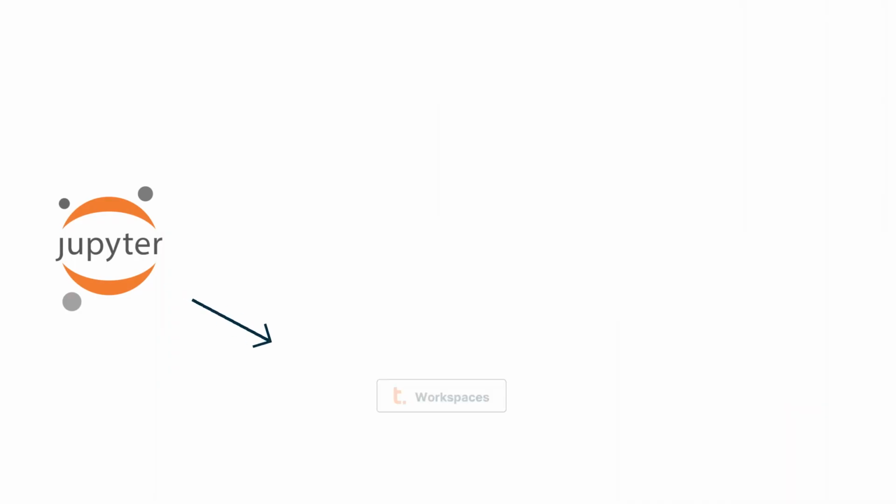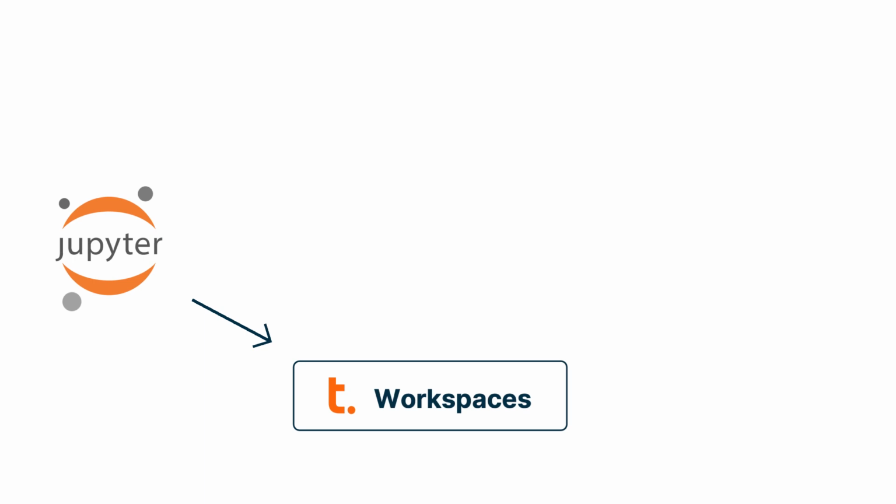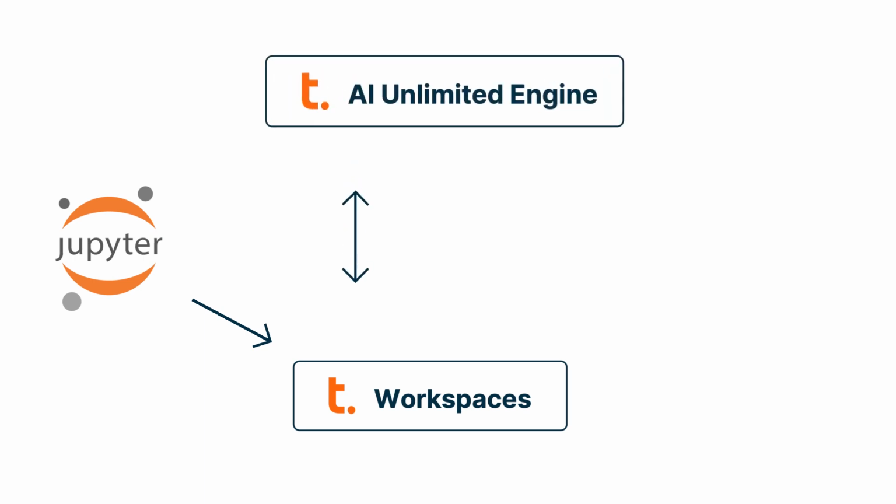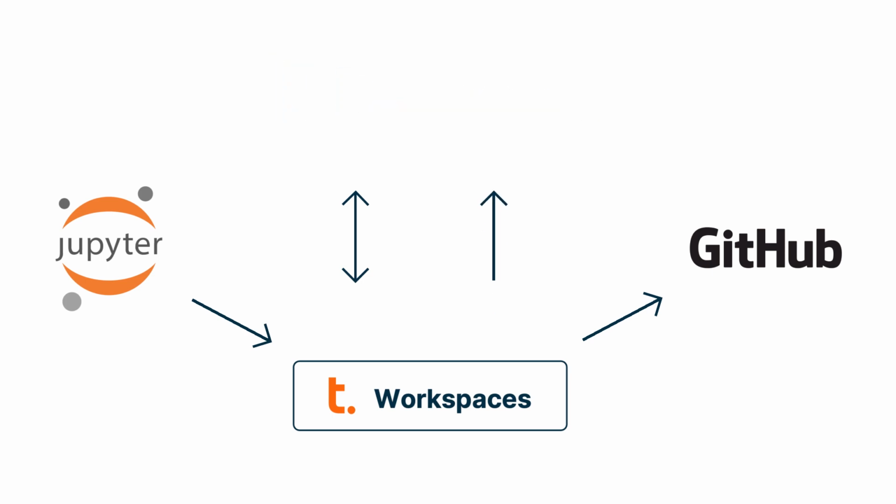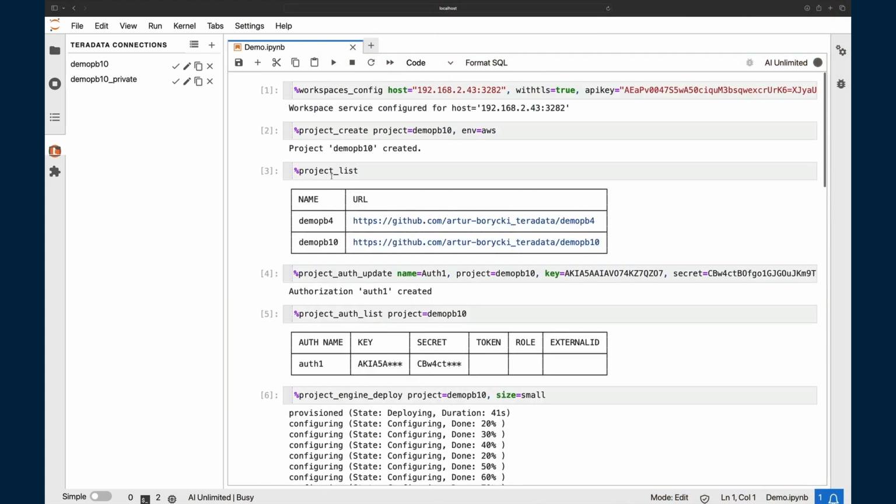To suspend the system, you execute the Project Engine Suspend command with the applicable project name. When you suspend the system, we destroy the infrastructure created on AWS or Azure to avoid any further charges. But all of the object definitions are stored in GitHub.